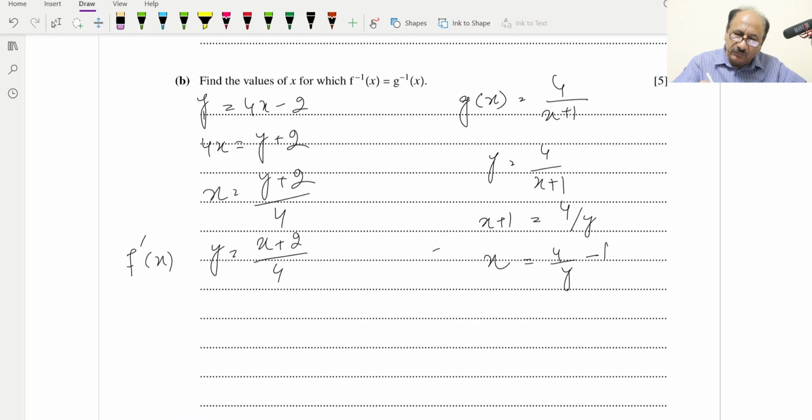First we will have to swap. So y is equal to 4 over x minus 1, and this will be our g inverse of x.